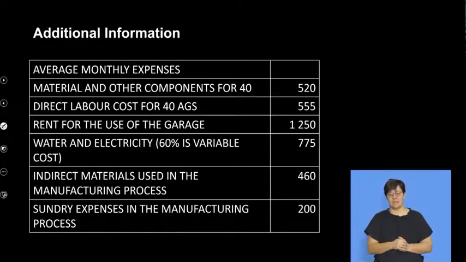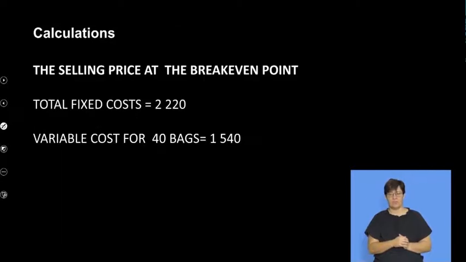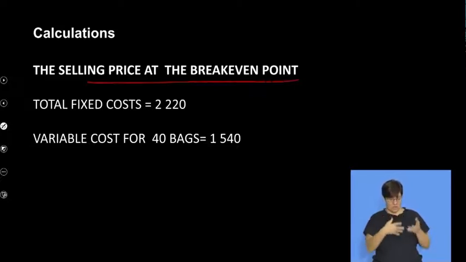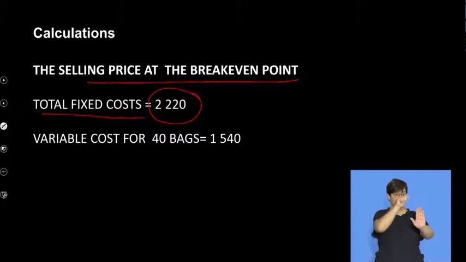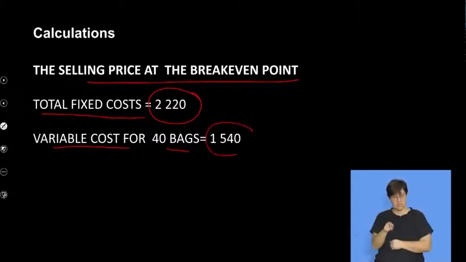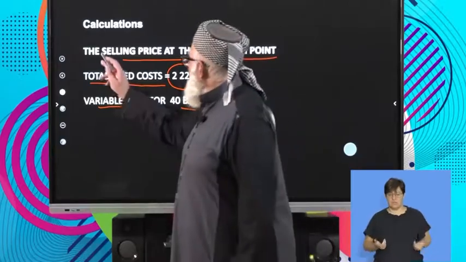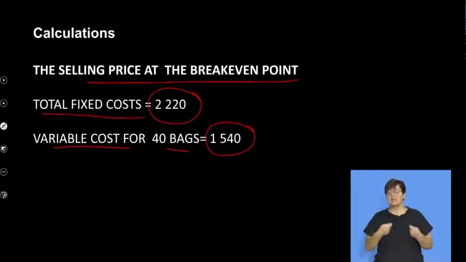So we have the information again of Julius Mamba, and the question says now, the selling price at the break-even point. Okay, what have we done so far? We've calculated the total fixed cost to be 2,220. We've calculated our variable cost for the 40 bags to be 1,540. Okay, what are we going to do now? The question says, what will be the selling price at the break-even point?